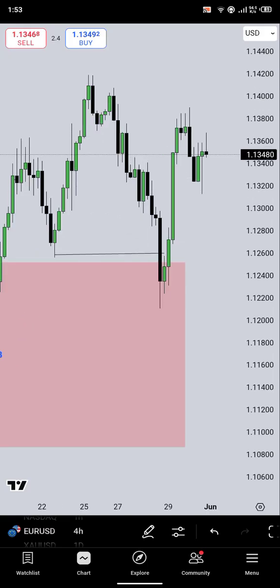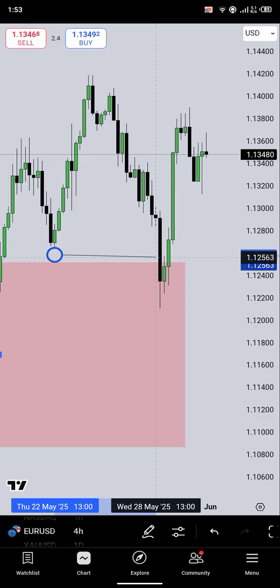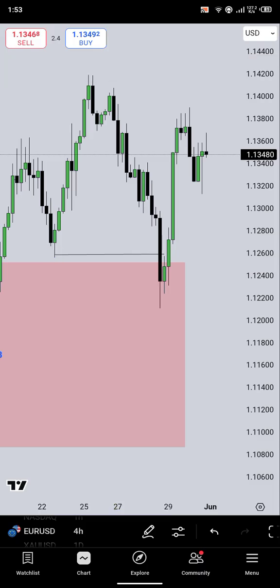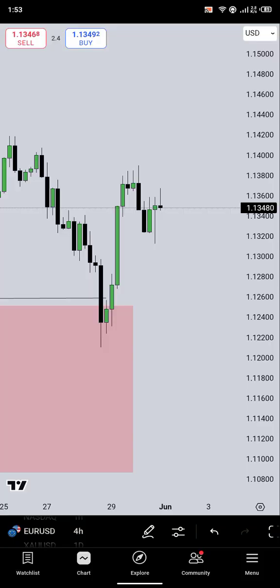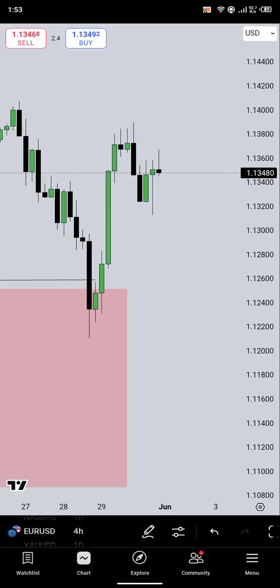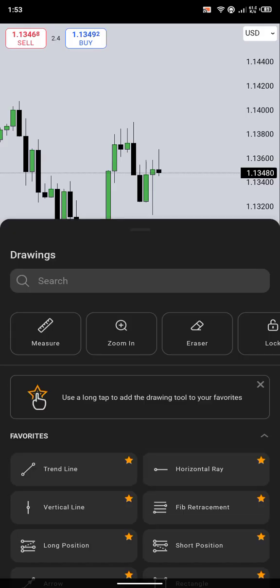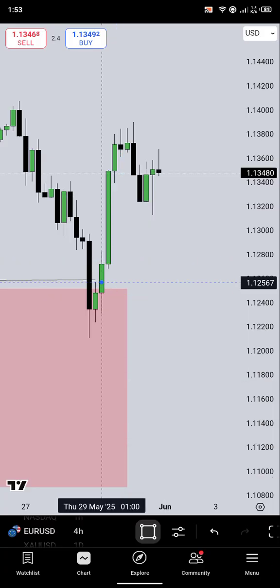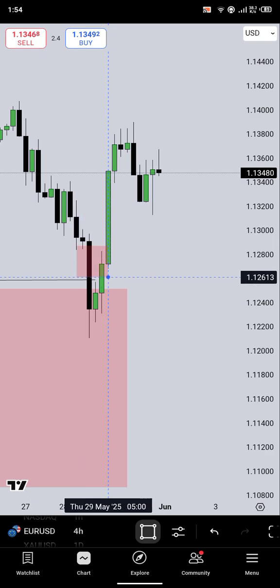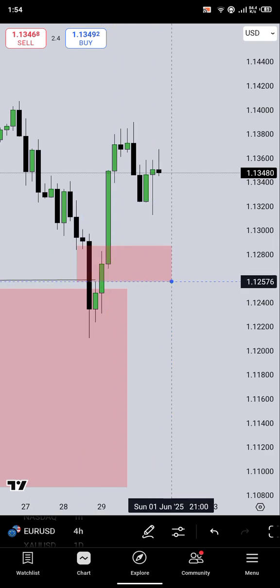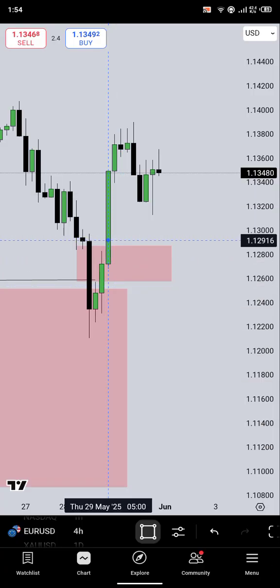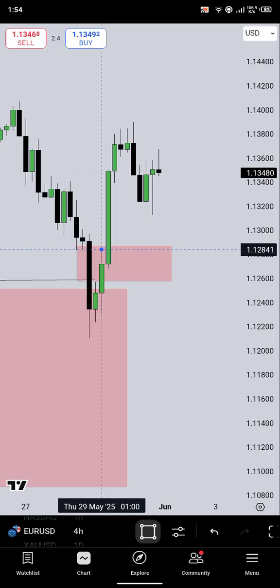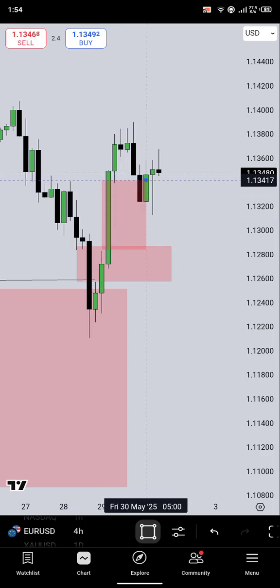Immediately price took out this sell side liquidity. So there was a change of state of delivery, and then we have an inversion fair value gap. Price created an inversion fair value gap, and then also a fair value gap. Also a fair value gap.